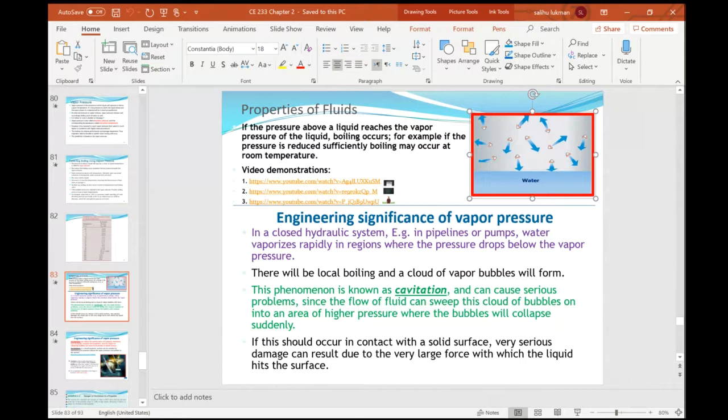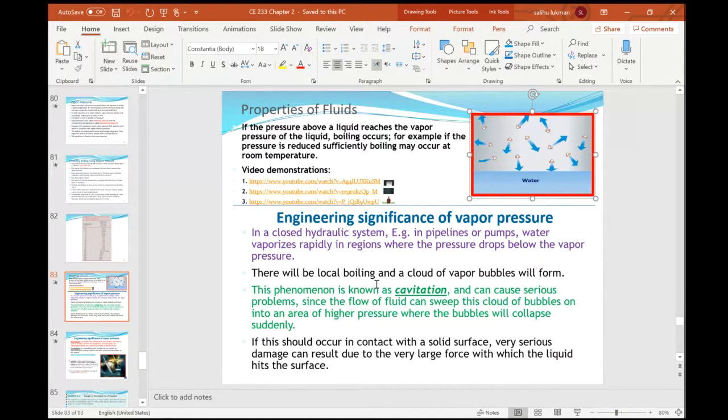I think the videos, one explains vapor pressure, and there is also one on cavitation. So please take your time to watch these three videos. They are very important. They will demonstrate the concept of vapor pressure and boiling.